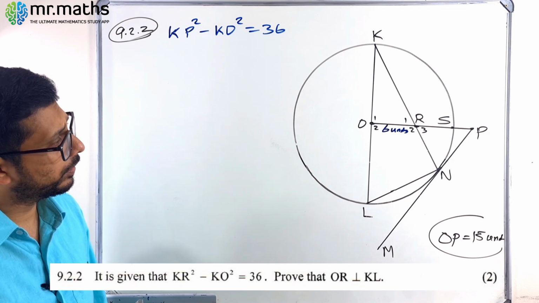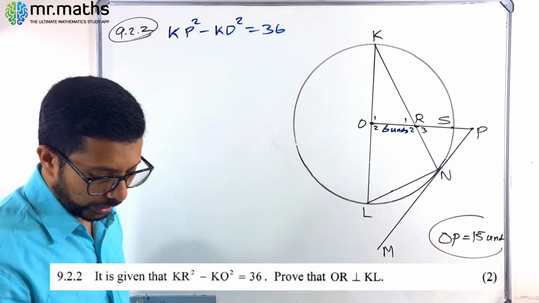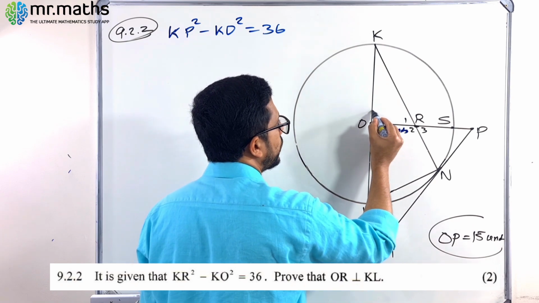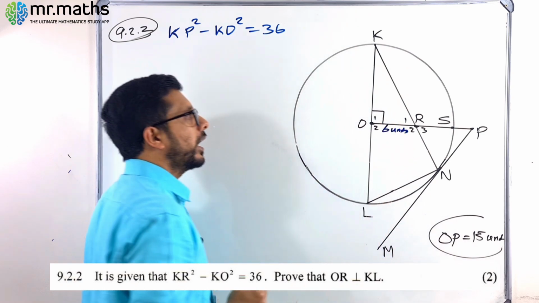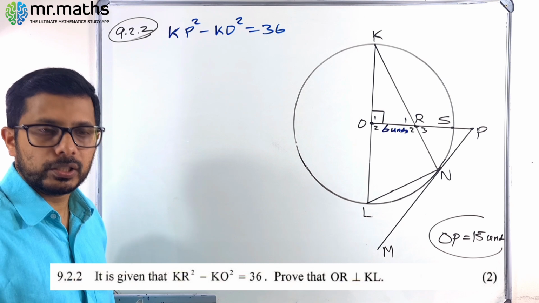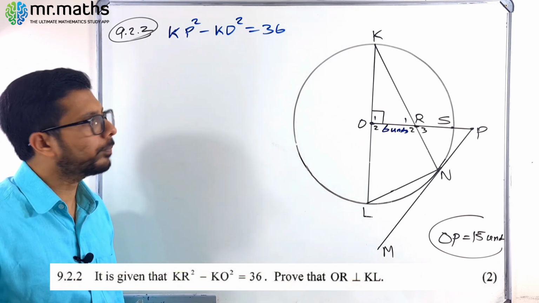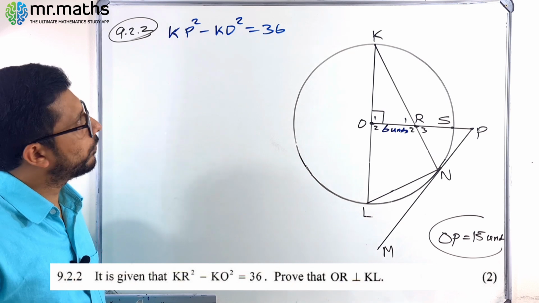Where is KL? Okay, OR is this one and KL is this one. That means you have to prove that this angle is 90 degrees. That is the question. Okay. You have to prove that that angle is 90 degrees. So how can we prove that one, guys?